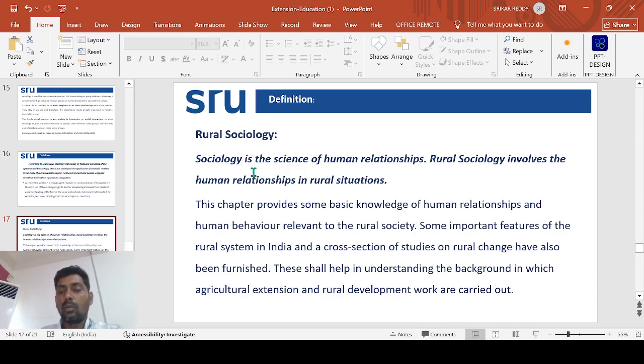In this study, we will only try to understand rural India. Particularly, we are studying extension education, BS Agriculture in India. So we will only concentrate on rural India and how it works in the rural parts of India itself. That is what I am telling.